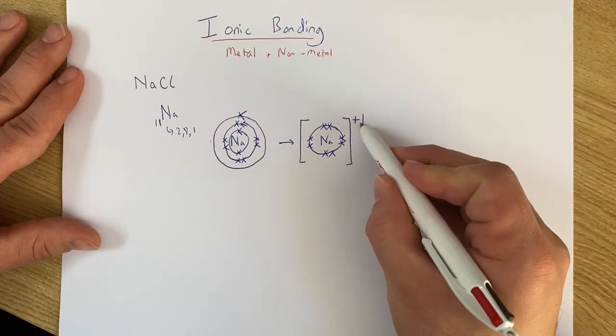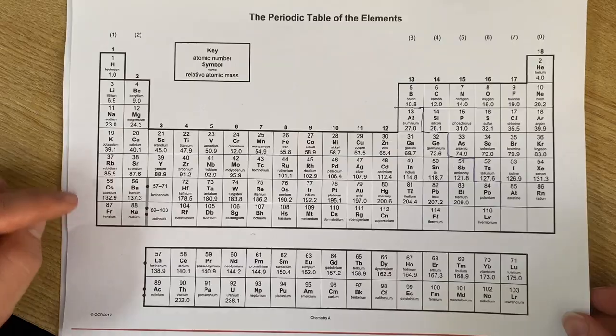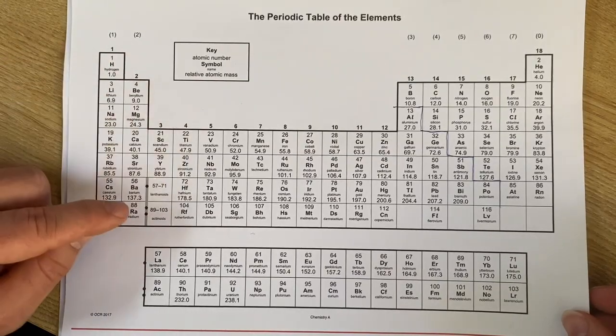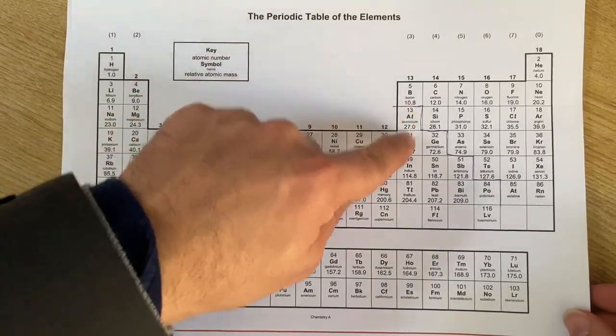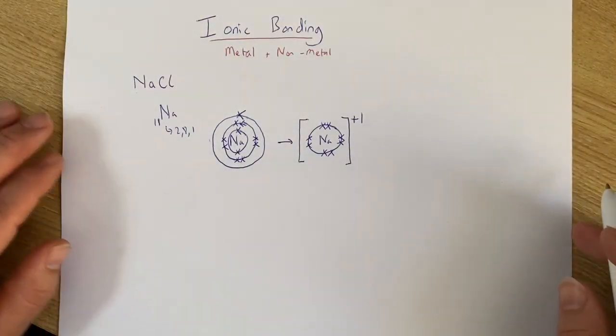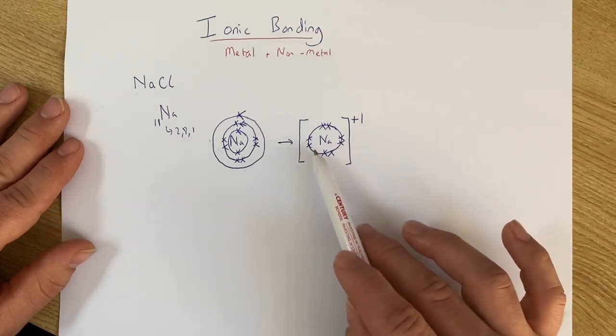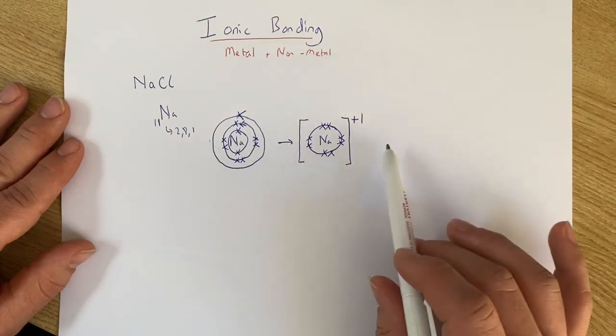That is also the same as the group on the periodic table. So anything in group 1 will form a +1 charge, anything in group 2 will form +2, anything in group 3 will form +3. So for any metal, when you are drawing the ionic bonding, all you have to draw is an outer shell with 8 electrons, and it's the same for every single metal.